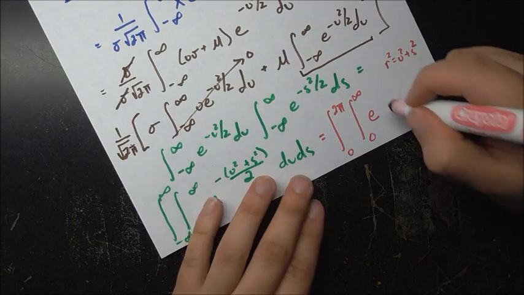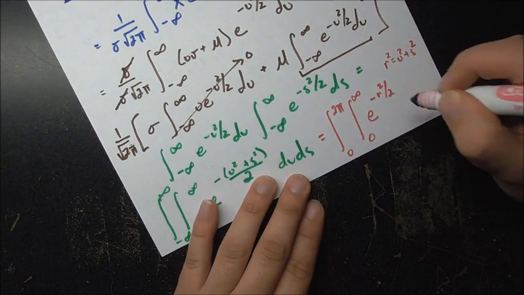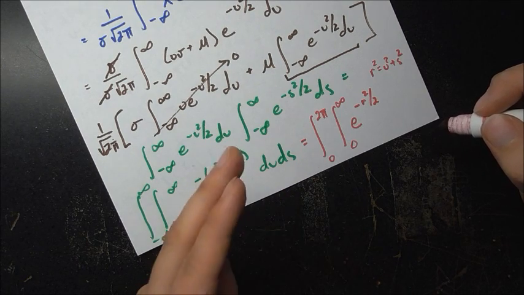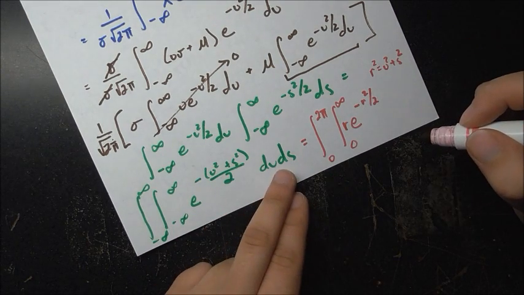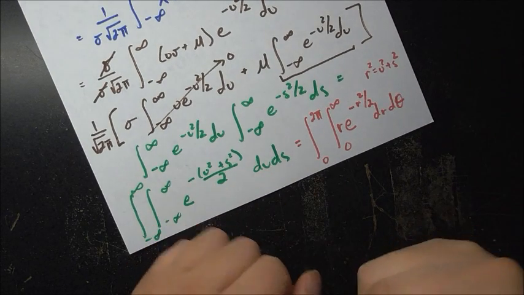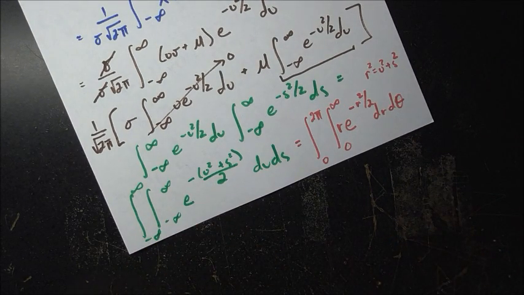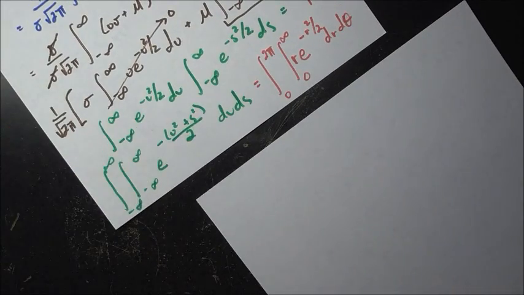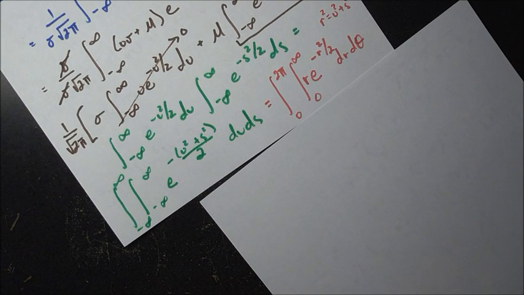Now the inside becomes very nice, which is why we're doing this. It becomes e to the negative r squared over 2. And remember when you change this part, it becomes r dr d theta. So we put r, and then we put dr d theta. Okay, I ran out of room, so let me grab another piece of paper. Okay, this will work nicely.